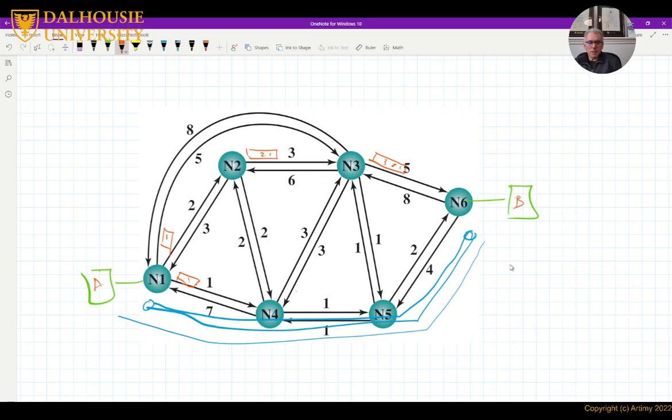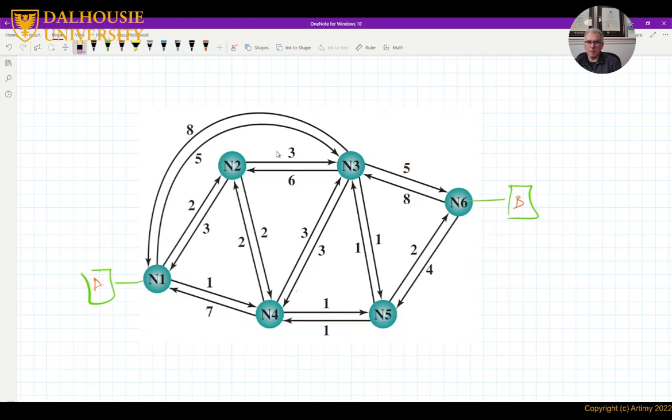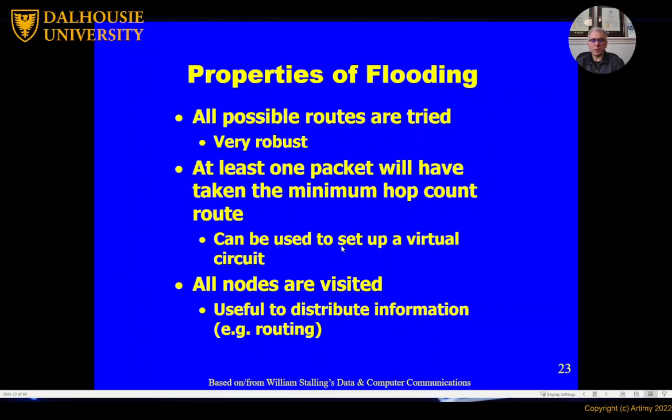So B sees the packet and says, okay, this packet came from A, but it traveled through 1, 2, 3. This packet came from A also, but it traveled through 1, 4, 5, and 6. This packet came from A, but it traveled through 1, 2, 4, 3, right? So it took a different route. So I'm going to pick the one that traveled the shortest distance, the least cost, and I will inform the routers on the path to form a virtual circuit. Right? So we could use this technique to achieve this virtual circuit. So this is an example of using flooding only for a specific purpose.